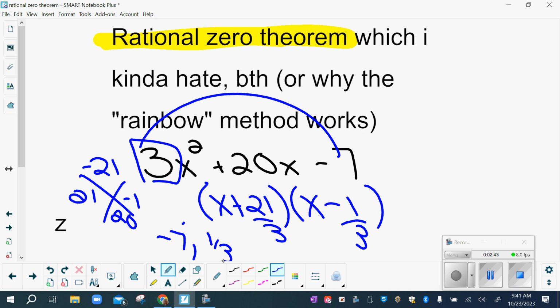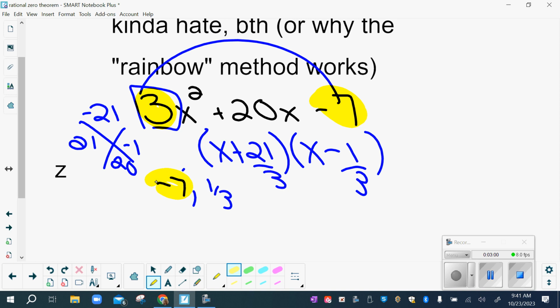Here's what I want you to notice, though. These numbers that I came out with, this 20 and this 1, this 21, were not just random guesses. They were a combination of this number and this number. This answer, this 7, and this 1/3, is a combination of this number and this number. That's not luck. That happens every single time.